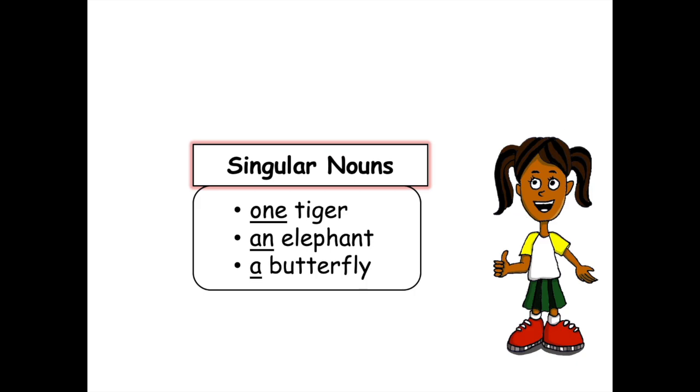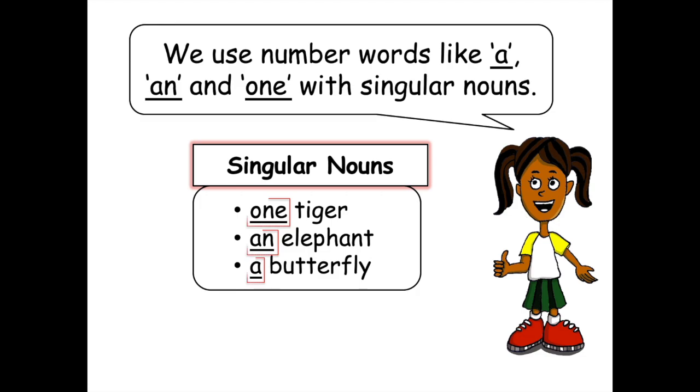So singular nouns tell us that there's only one of an item. 1 tiger, an elephant, a butterfly. So we use a, an, and one with singular nouns.